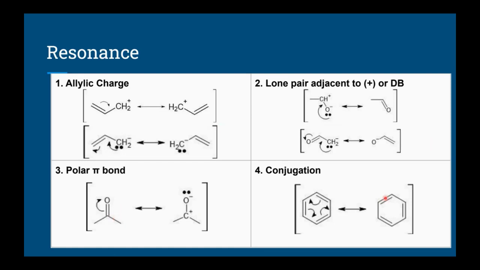And then finally, last one is just conjugation. That's just your classic benzene. You're going to see those where two double bonds are adjacent to each other, they have only one sigma bond in between them. That's where you can notice that that's a conjugated set of double bonds. The best example is benzene in this case.